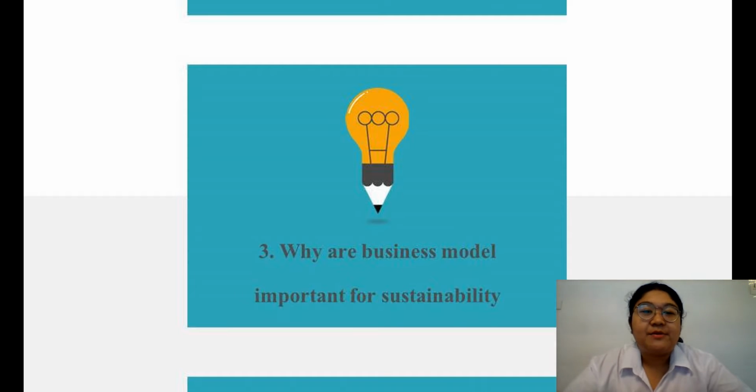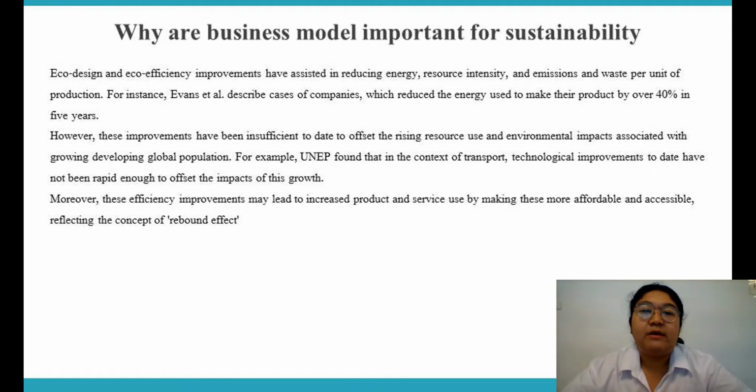So the next topic that we would like to present is about why business models are important for sustainability. As we know, right now eco-design and eco-efficiency improvements have assisted in reducing energy, resource intensity and emissions and waste per unit of production. For instance, Evans describes a case of a company which reduced the energy used to make their product by over 40% in 5 years. However, these improvements have been insufficient to date to offset the rising resource use and environmental impacts associated with a growing developing global population.